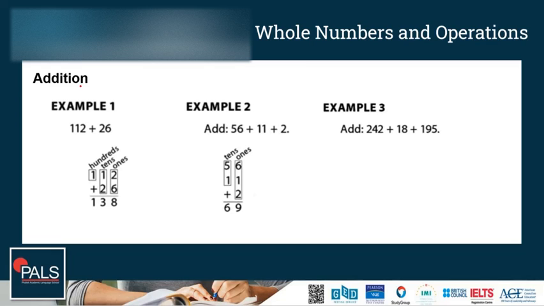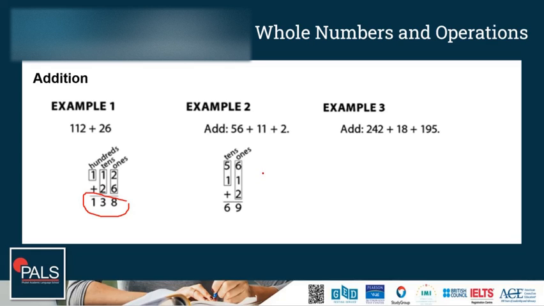Example number 1, 112 plus 26. So let us line up the numbers in columns by place value. So 2 is lined up with 6, 1 with 2, and then 1. Then add. 2 plus 6 is 8, 1 plus 2 is 3, and then bring down 1. So the answer is 138.